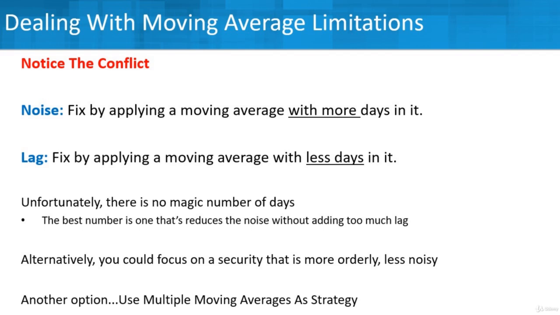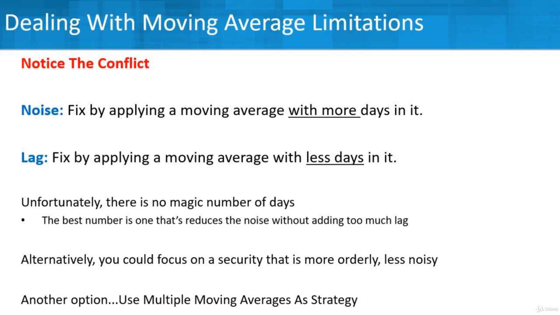So unfortunately, there's no magic number of days, right? I wish there was a magic number. I would say, well, the best number to reduce noise and lag at the same time is this number of days or number of periods, which could be hours or minutes, let's say, if you're a day trader. So there is no perfect one. Some might work better than others, but there's no perfect one. You just have to adjust and understand noise and lag.